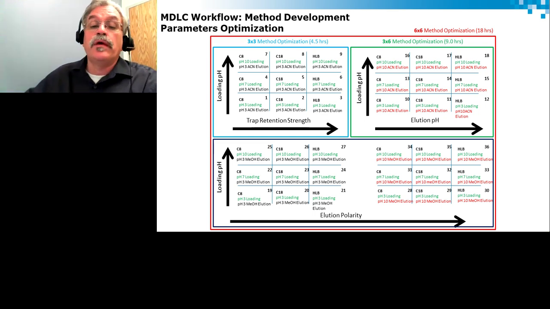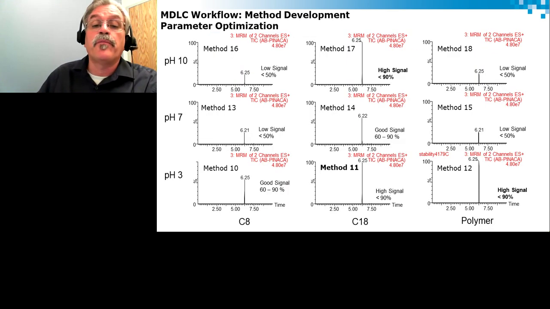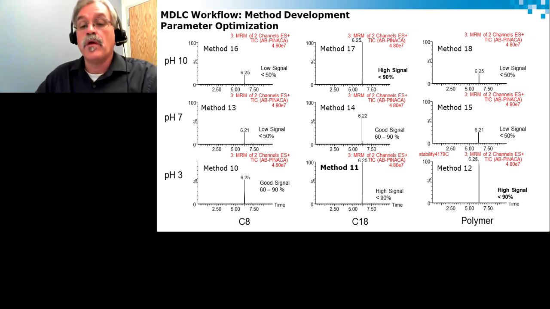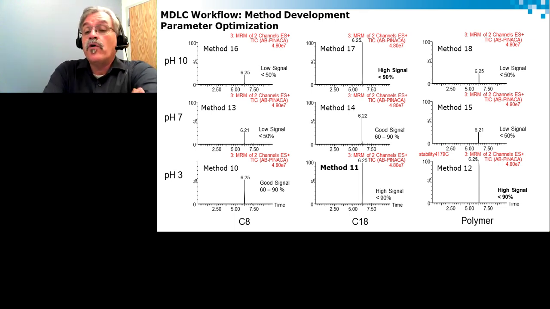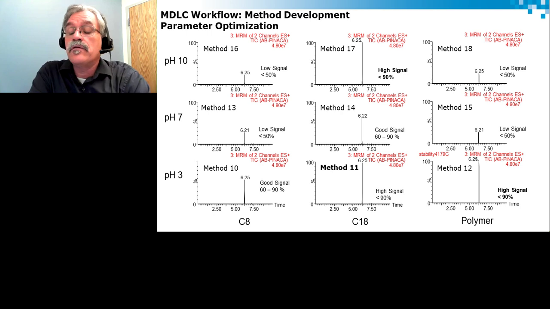So what do we get out of this is something of this nature. For example, in this particular scenario, I have a target analyte, which is basically a THC metabolite, in this case AB-PINACA. Here we have our first grid, the 6x3, from method 10 to method 18. On the left-hand side I have my pH 3, 7, 10, and I have my C8, C18, and polymer.